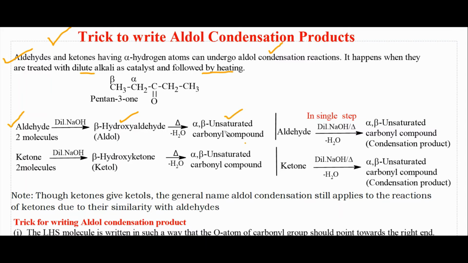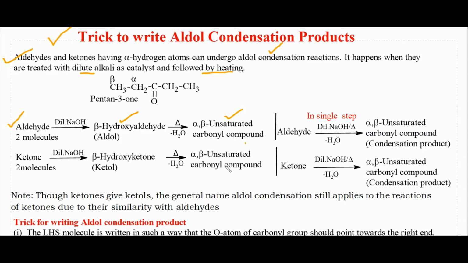product. Similarly, if you take a ketone containing alpha hydrogen atoms, when it is treated with dilute NaOH, two molecules of ketone combine to form beta hydroxy ketone, or ketol, because it contains a hydroxy group or alcoholic group as well as a ketonic group. This compound on heating eliminates one molecule of water to give an alpha beta unsaturated carbonyl compound or condensation product.